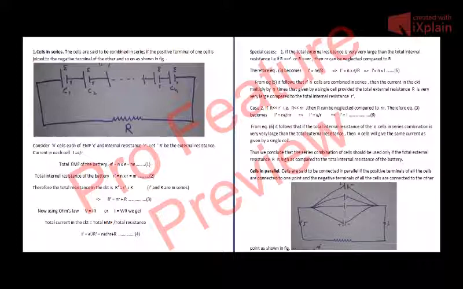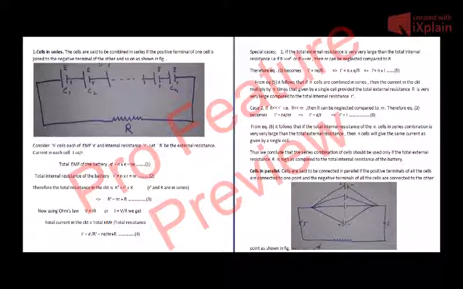Therefore, the total resistance in the circuit, R dash, is equal to, again, this external resistance R, which is connected in series with the cells. So again we will use the series formula. R dash will be equal to nr plus R. This is the series formula for resistances.